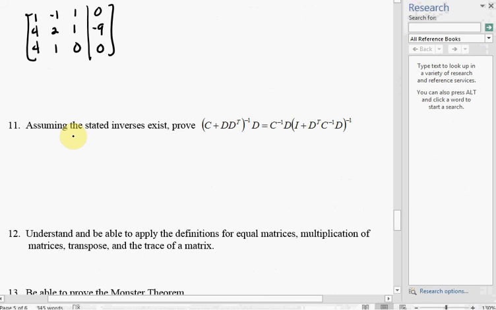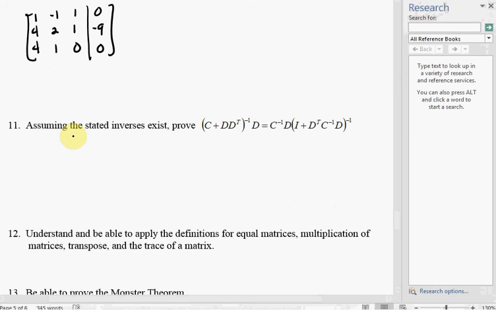No. Anyway, assuming the inverses exist, prove this guy. There's a problem like this somewhere in Wiley Plus as well. Huh? Yeah, that's a good section. Don't you love this class? Okay, no comments.